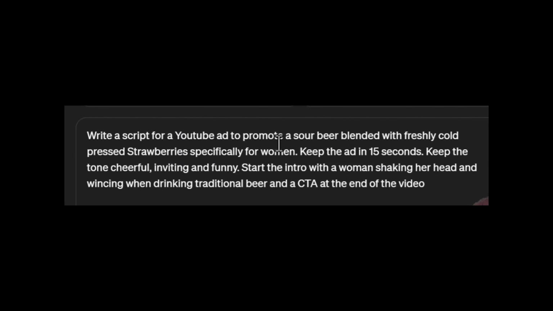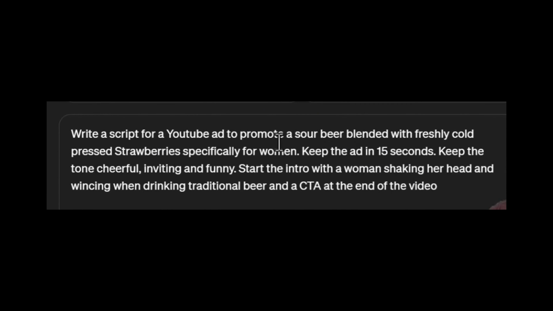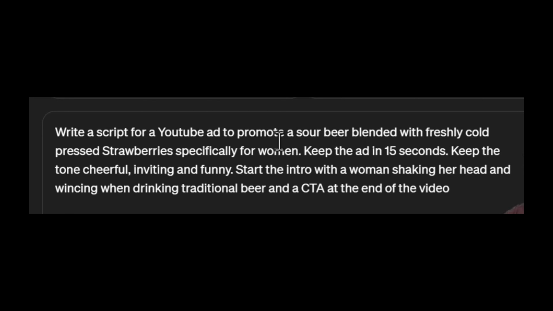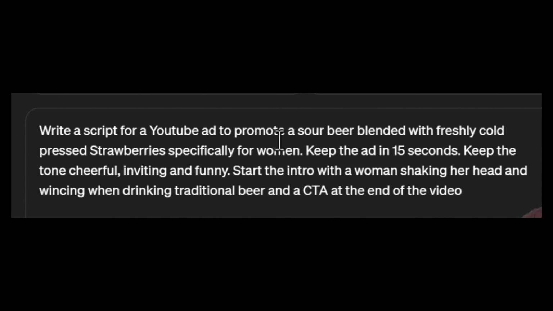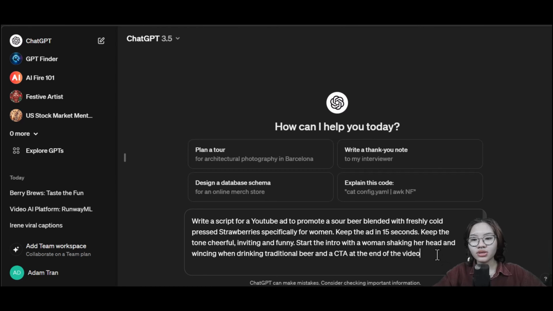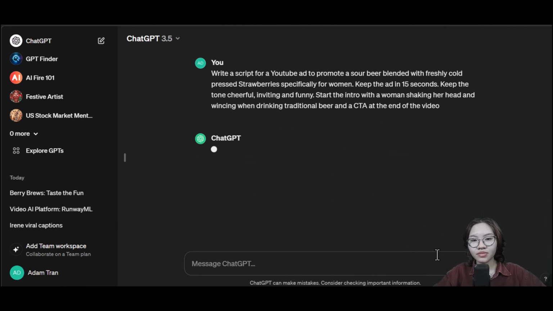Write a script for a YouTube ad to promote a sour beer blended with freshly cold pressed strawberries, especially for women. Keep the ad in 15 seconds. Keep the tone cheerful, inviting, and funny. Start the intro with a woman shaking her head and wincing when drinking traditional beer, and a CTA at the end of the video. So just click enter and wait for a few seconds to get the response from ChatGPT.